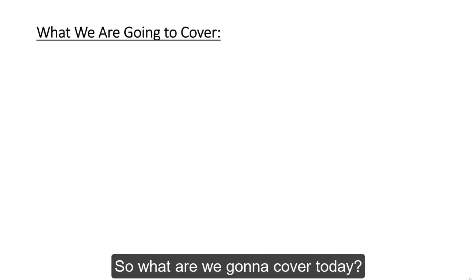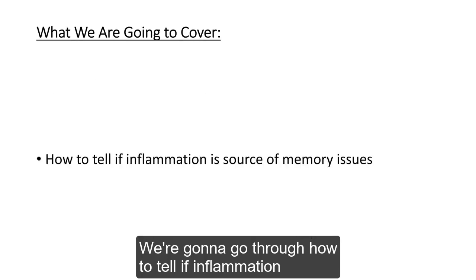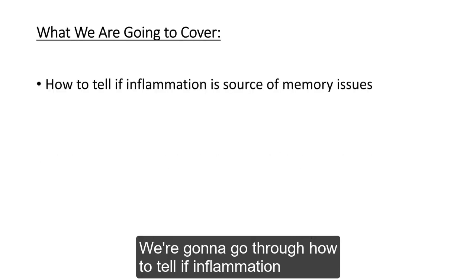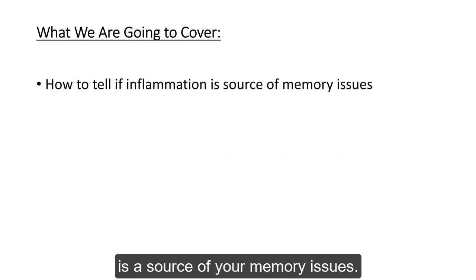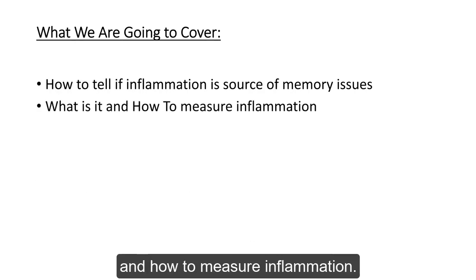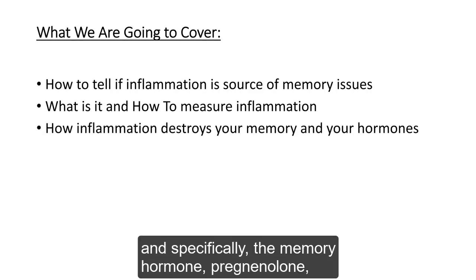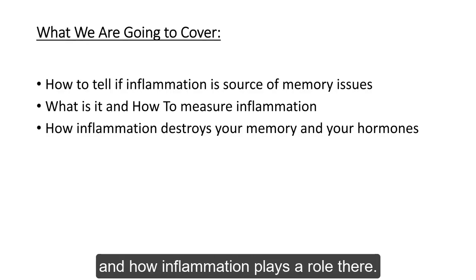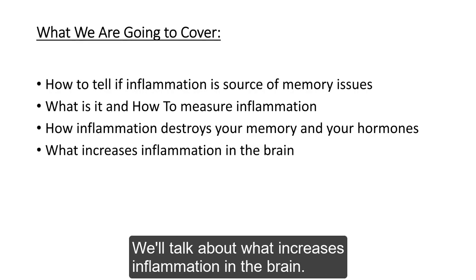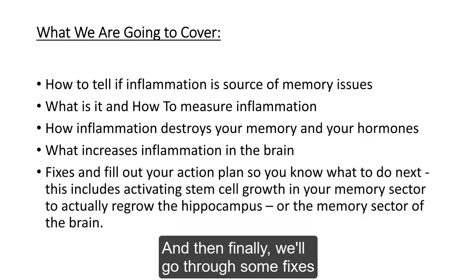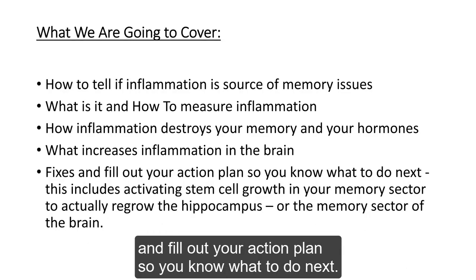So what are we going to cover today? We're going to go through how to tell if inflammation is a source of your memory issues. We're going to see what it is and how to measure inflammation. We'll talk about how inflammation destroys your memory and your hormones, and specifically the memory hormone pregnanolone and how inflammation plays a role there. We'll talk about what increases inflammation in the brain, and then finally we'll go through some fixes and fill out your action plan so you know what to do next.